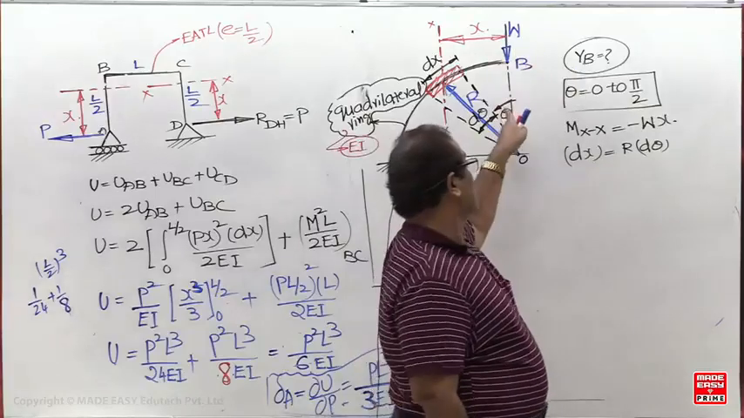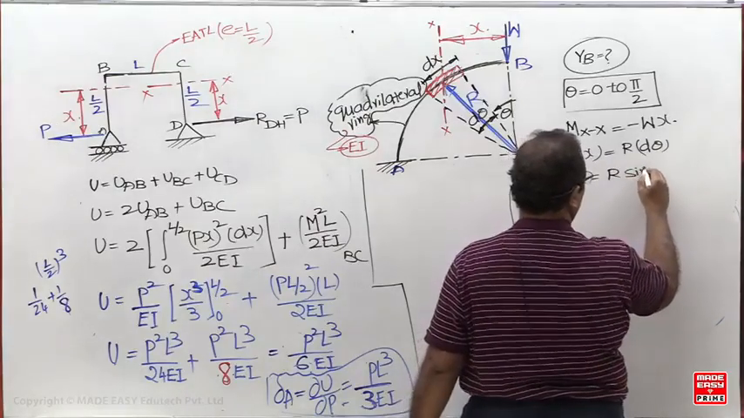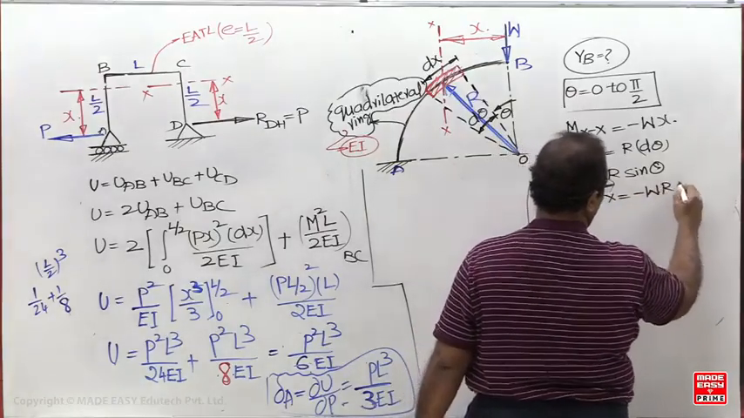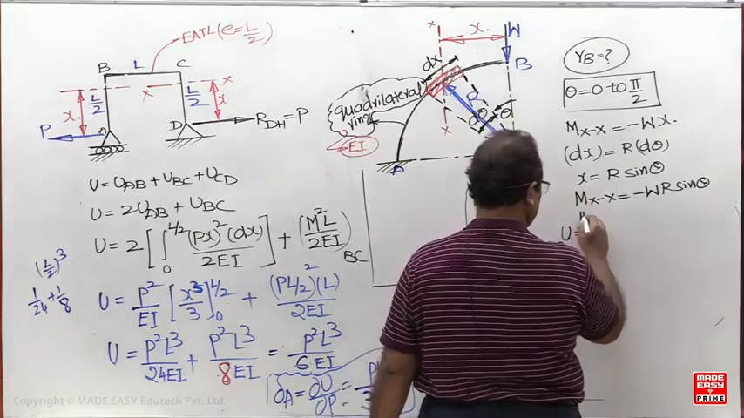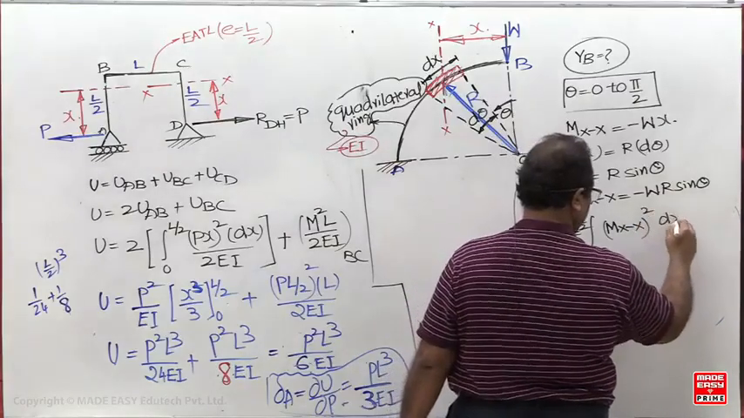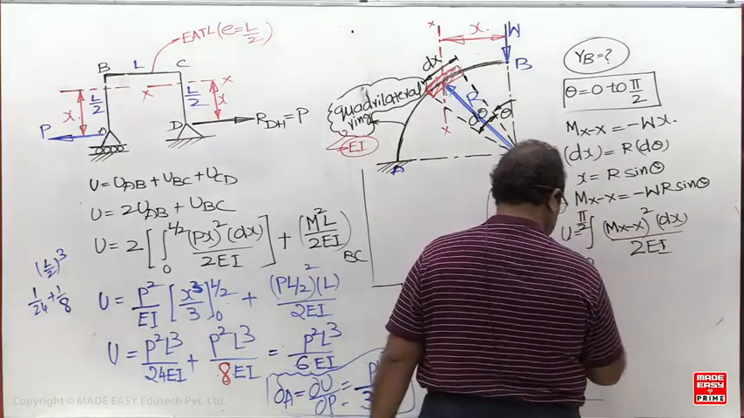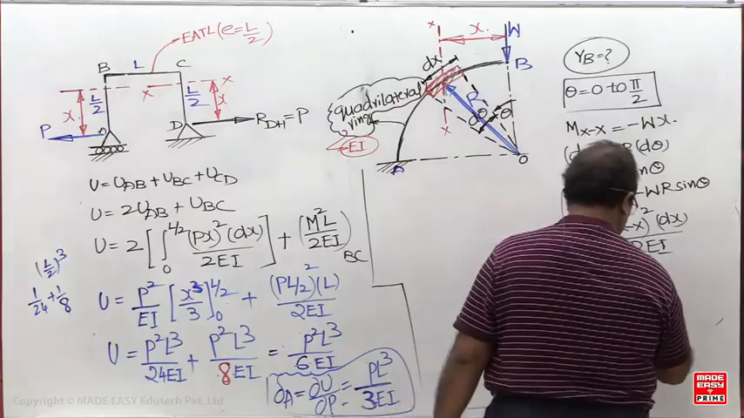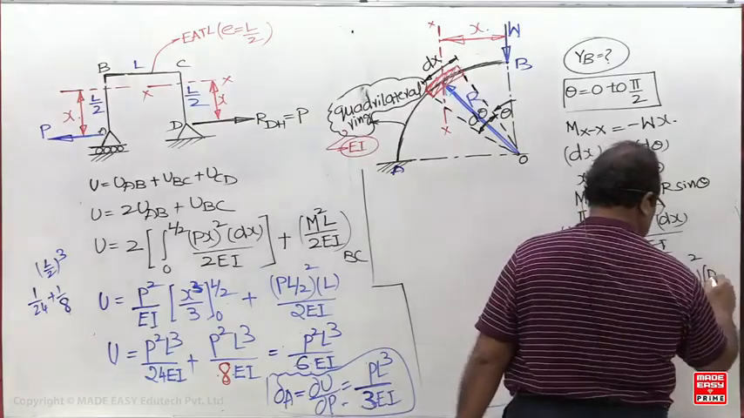But what is the x value now? Write the x value in terms of theta. x is equal to r sin theta. So Mxx is equal to... Now you can do the integration 0 to pi by 2, Mxx whole square dx upon 2 EI. Here EI is constant. dx is equal to R d theta.